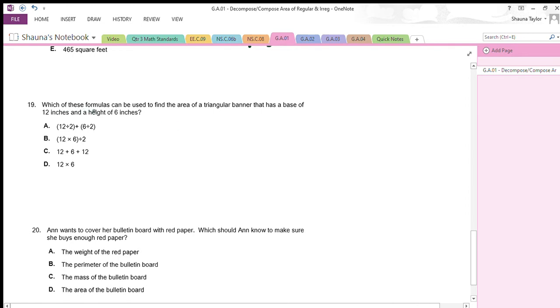Which of these formulas, let me do a different one. That's too thick.